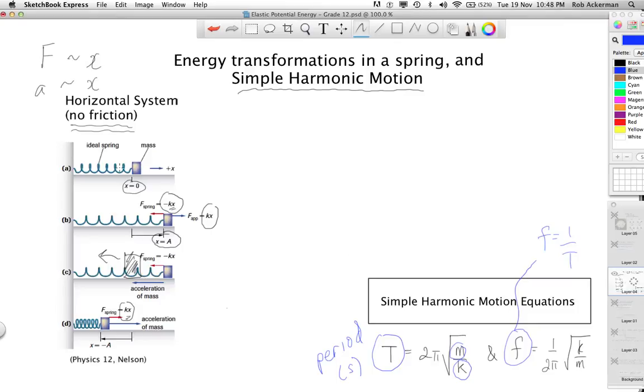Now, getting back to this one more time, let's talk a little bit about the energy that's involved here. When we start out, the spring is not stretched. x is 0. So there's really no energy to speak of at all. There's no stored energy. There's no kinetic energy. Now we stretch the spring. So in this diagram, diagram B, we haven't let go yet, but we have stored a lot of elastic potential energy. It's a half kx squared.